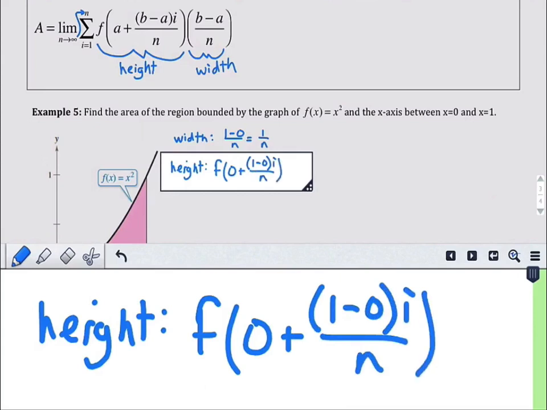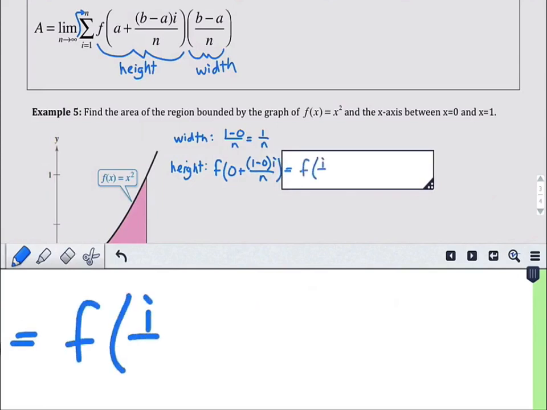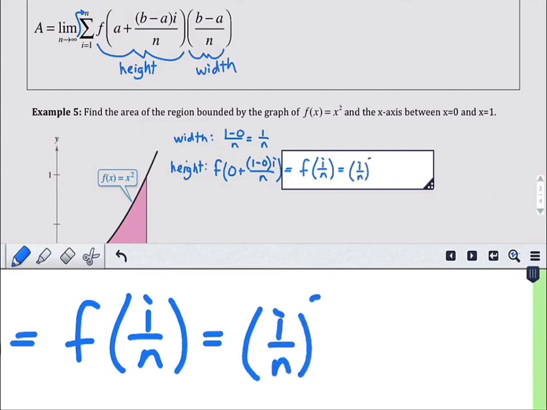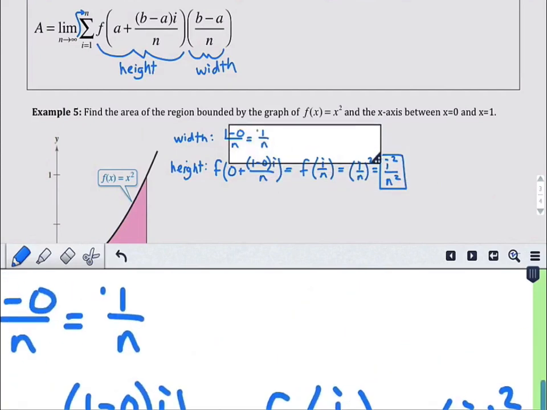And let's go ahead and simplify that there. So we actually are left with f of i over n. And now let's go ahead and plug it into our function x squared. So it really becomes i over n squared, which is i squared over n squared. So now we have our height and our width.